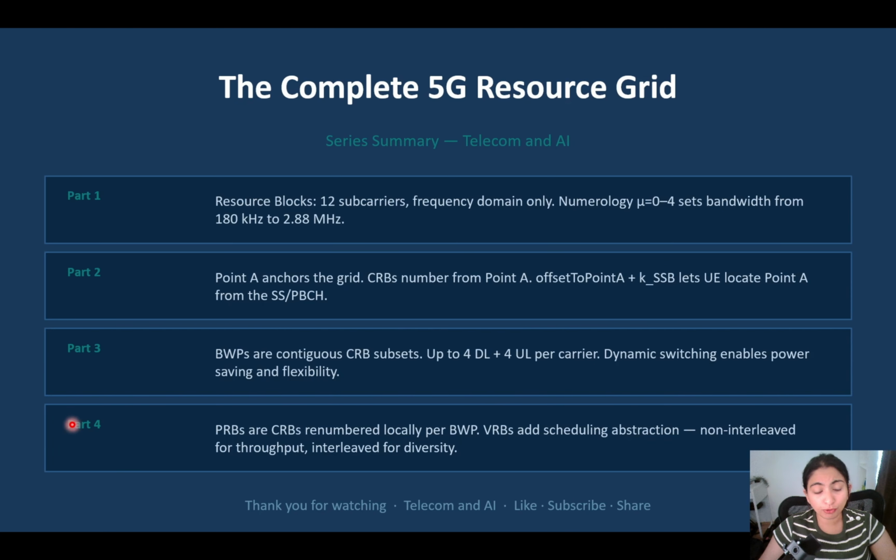Then in part 4, we looked at the concept of VRBs and PRBs. PRBs are the common resource blocks that are renumbered locally per bandwidth part. Then VRBs further add a scheduling abstraction. So there are two types of VRB to PRB mapping, non-interleaved and interleaved. This frequency diversity helps the base station to allocate the best carriers to the UE based on channel conditions.